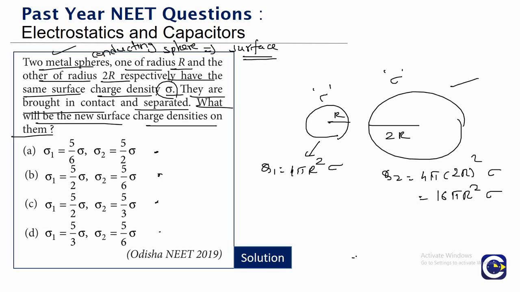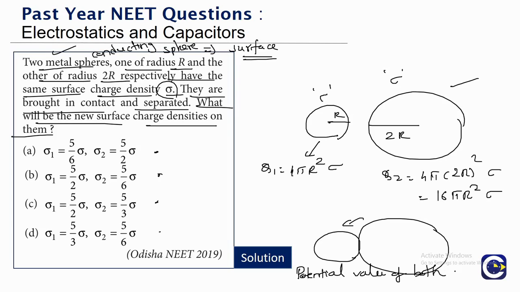Now when we brought them to contact, what is going to happen? There could be some charge transfer. That is what we call a charge realignment or redistribution. Now this realignment will happen till the potential values on both spheres will be same. Because charge transfer is going to happen till both the spheres are having the same potentials on the surface.